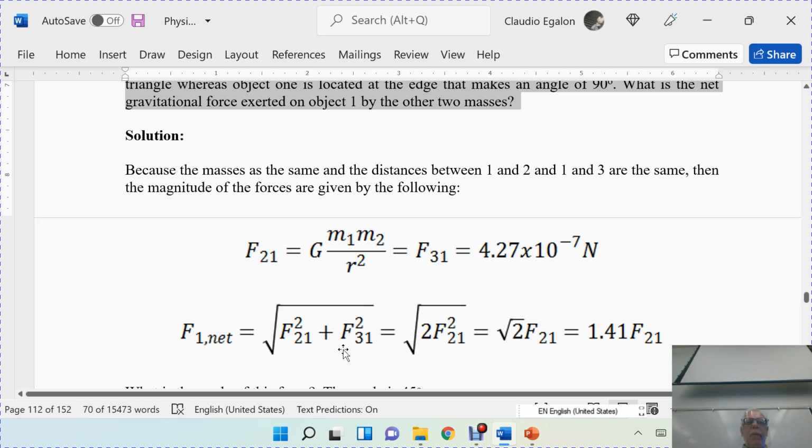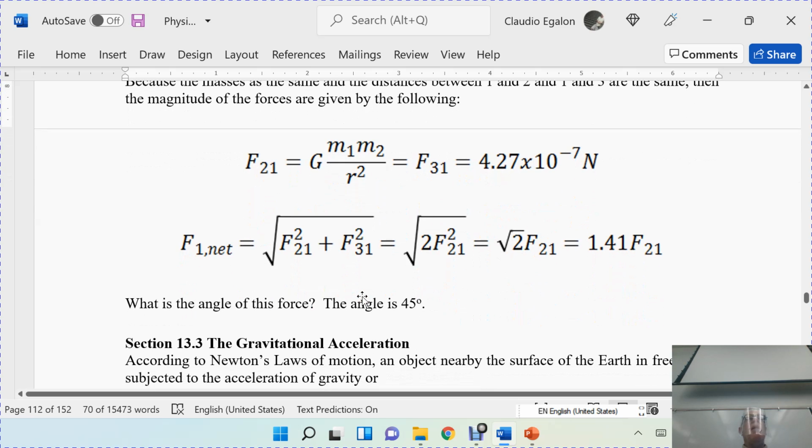And then the net force is going to be due to the Pythagorean theorem. Square root of the sum of the squares. When you do the sum of the squares, you get the square root of 2. Square root of 2 is 1.41, and then you put the numerical value of the F force. The angle is going to be 45 degrees.